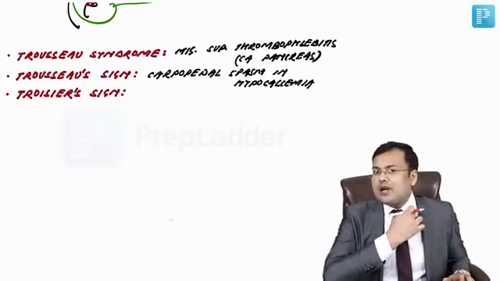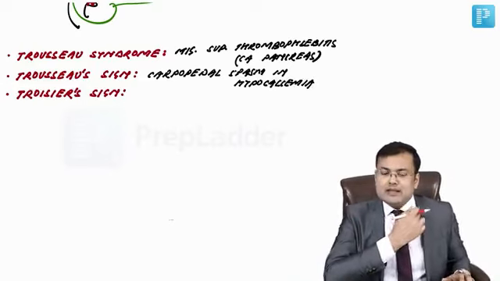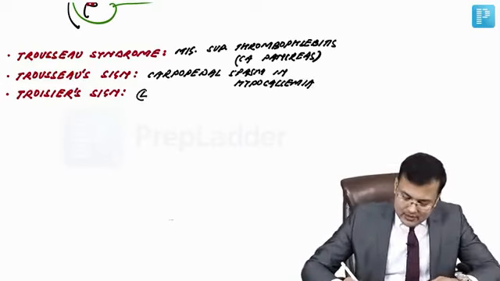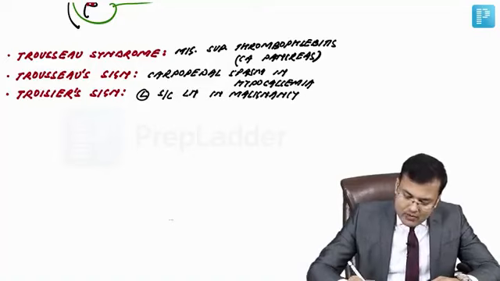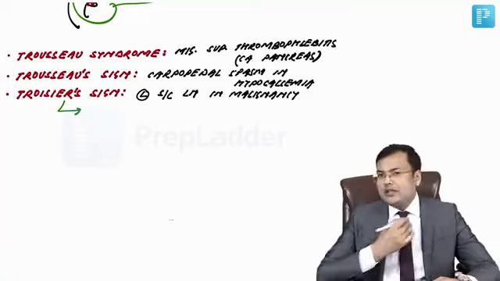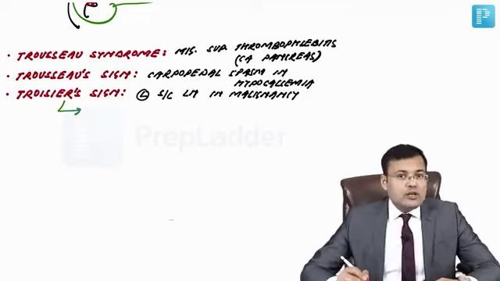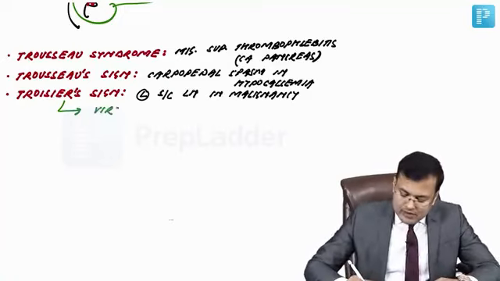And what about Troisier sign? This is the left supraclavicular lymphadenopathy in malignancy. The name is Troisier sign. And what is the name of this lymph node? This is known as Virchow's node or signal node.